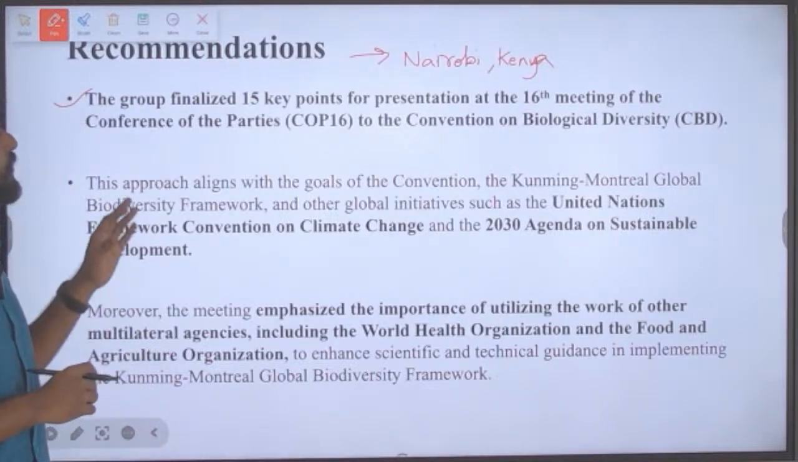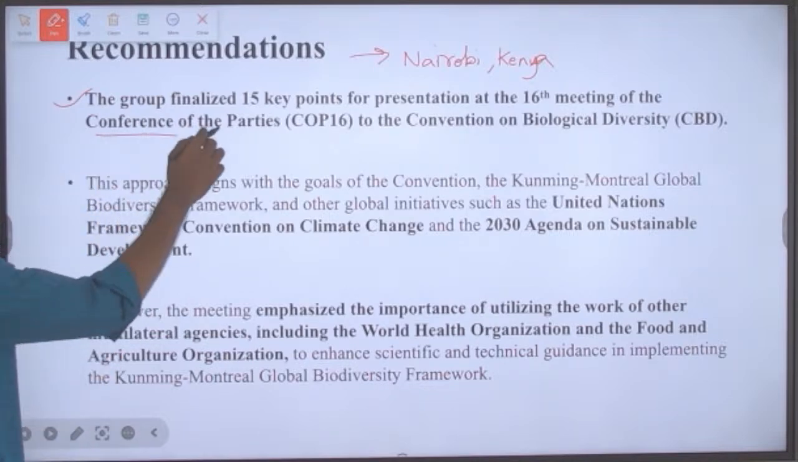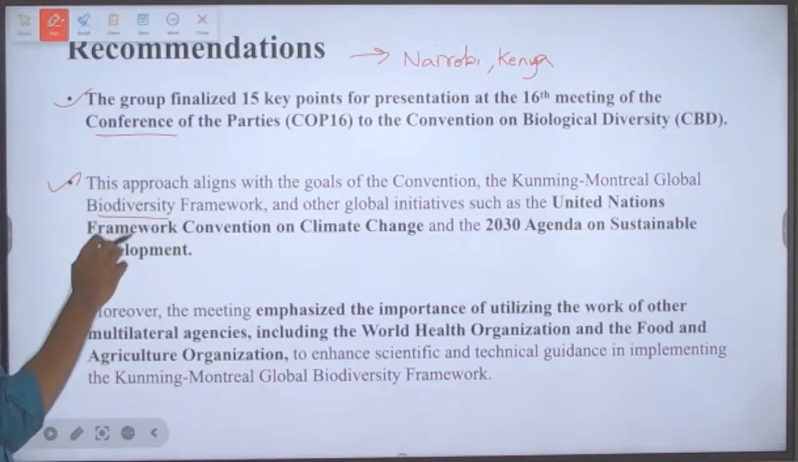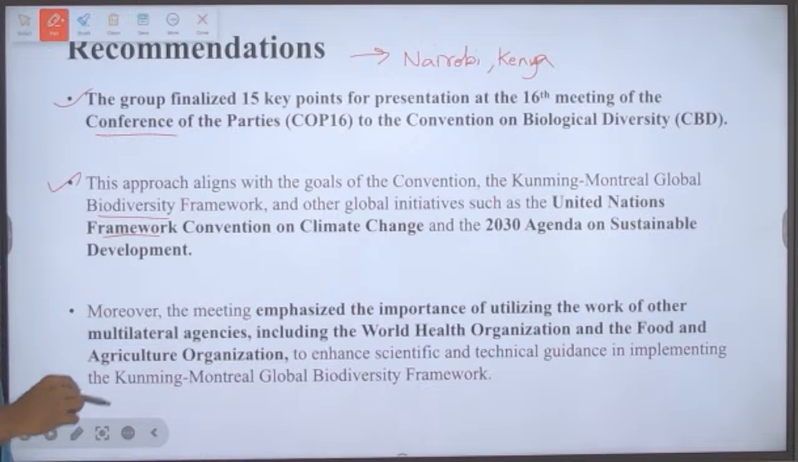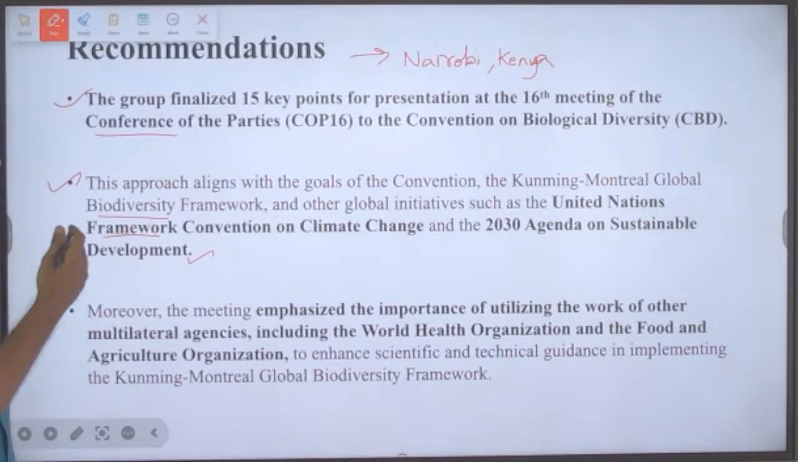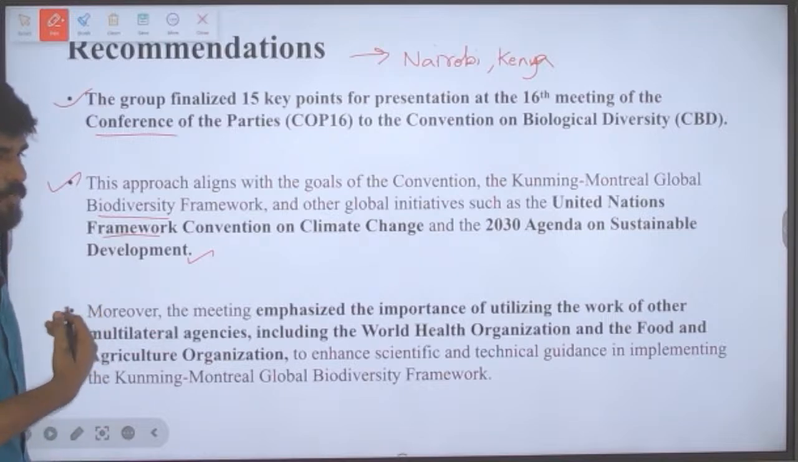The first one is the group finalized 15 key points for presentation in the 16th meeting of the Conference of Parties of the Convention on Biological Diversity or Biodiversity. And this approach aligns with the goals of many other conventions like the Kunming-Montreal Biodiversity Framework and other global initiatives like the UN Framework Convention on Climate Change and the 2030 Agenda of Sustainable Development. Sustainable Goal Achievement by the year 2030. So this approach is aligning with all these global initiatives and conventions which we need to know.